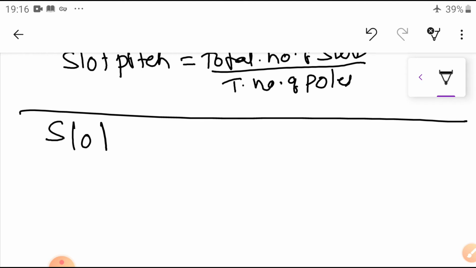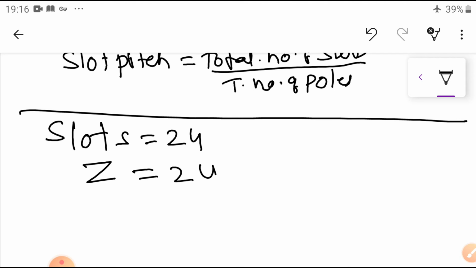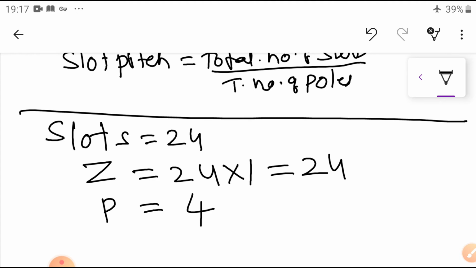Slots, how many slots are given? Slots are 24, and each slot requires a conductor, so one conductor per slot, then 24 conductors. Poles are given, a 4-pole machine. Based on this, we calculate the pole pitch.